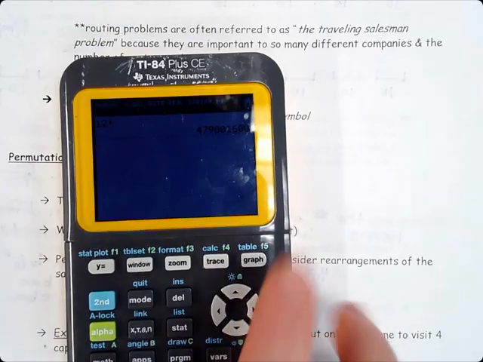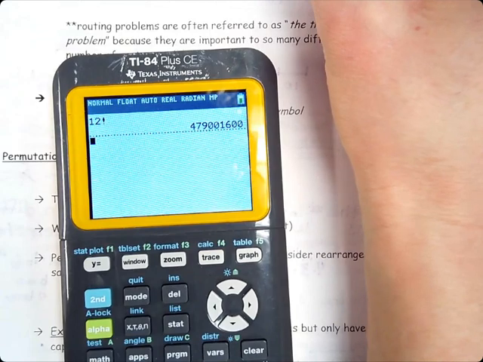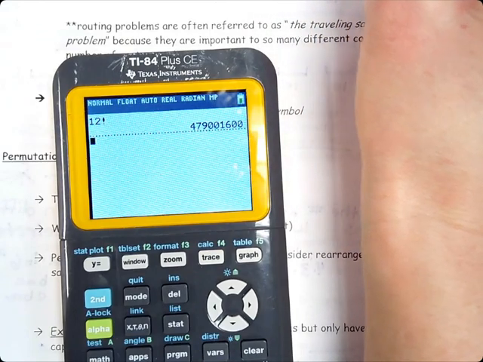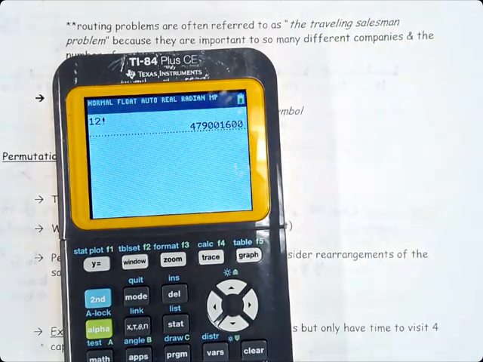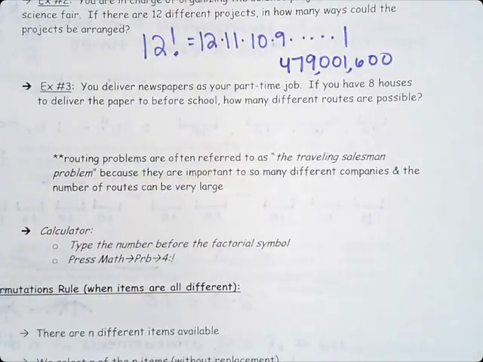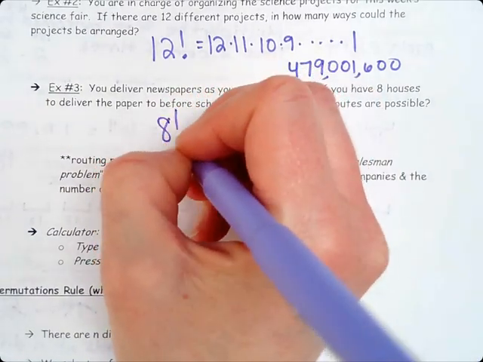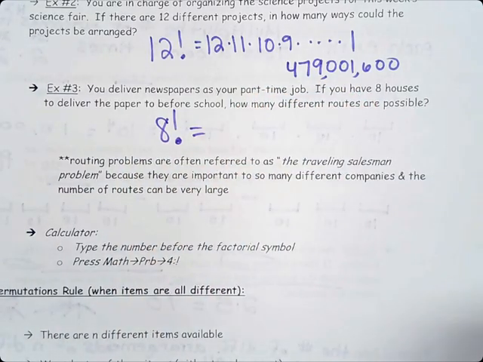All right, so we did that 12 factorial, right? 479,001,600, right? Is that how you said that? Okay. You deliver newspapers as your part-time job. If you have 8 houses to deliver the paper to before school, how many different routes are possible? So you would do it 8 factorial. Go ahead and put that in the calculator.